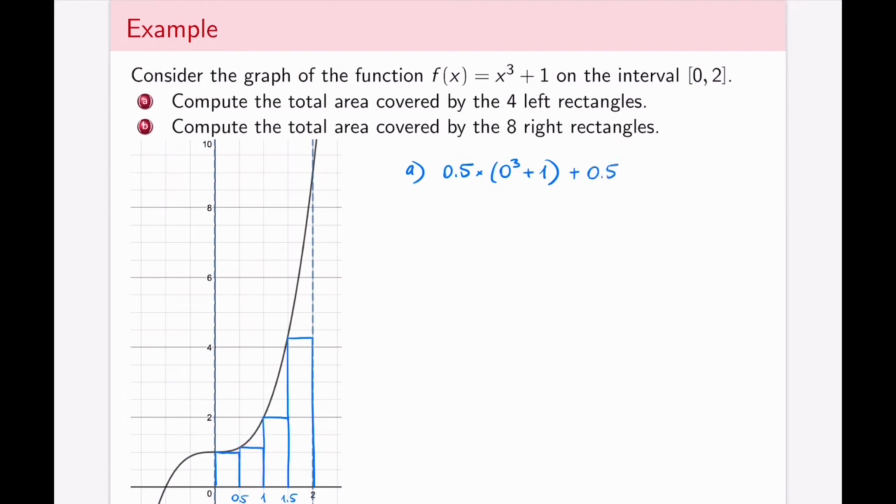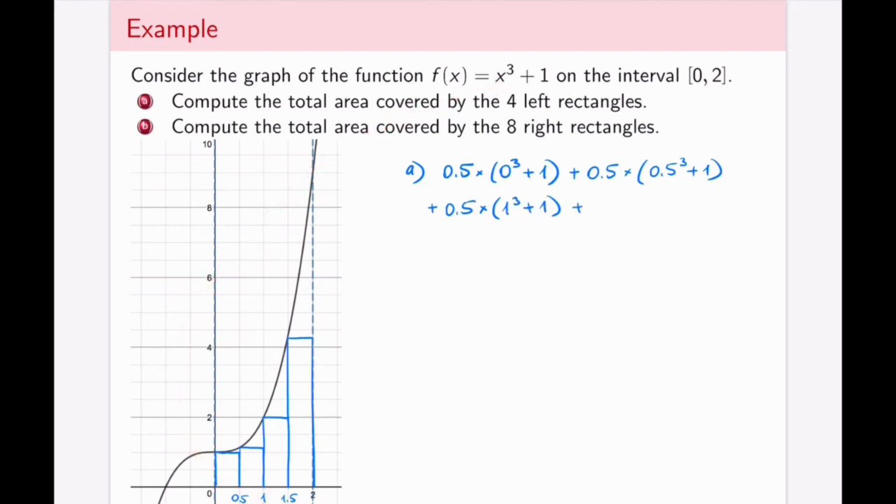The width is still 0.5, and then I'm going to take its left endpoint because those were the endpoints that I was using. So 0.5, plug it into the formula for the function, and calculate the height of the corresponding rectangle. I'm going to do the exact same thing for the third rectangle. I'm going to plug its left endpoint into my function to calculate the height.